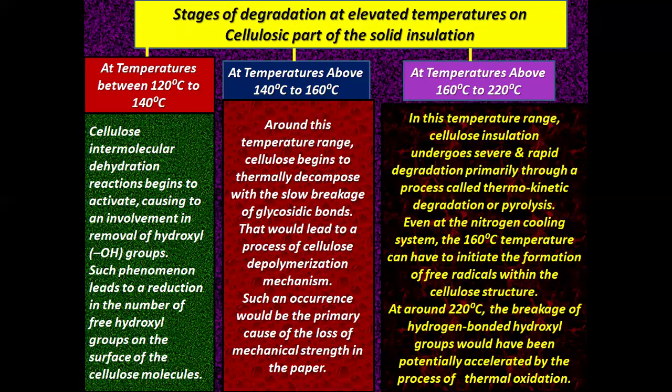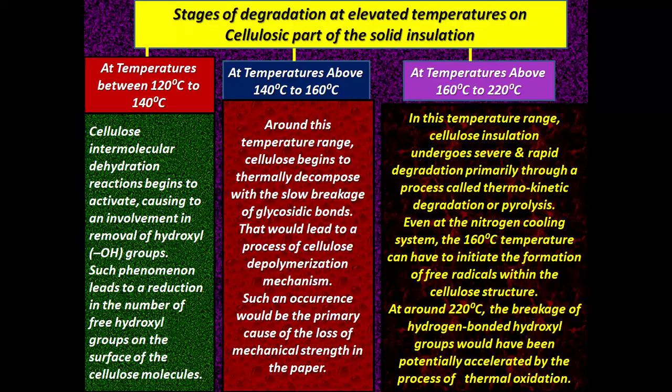At temperatures above 140 degrees centigrade to 160 degrees centigrade, cellulose begins to thermally decompose with the slow breakage of glycosidic bonds, which leads to the process of cellulose depolymerization. Such an occurrence is the primary cause of the loss of mechanical strength in the paper.